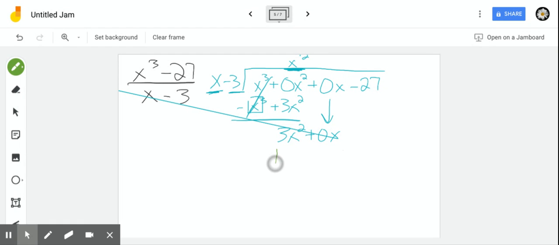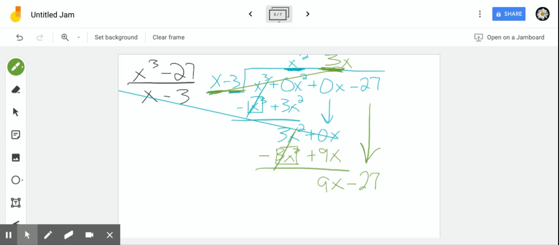Okay, our next goal is to get a 3x squared. So what times x gives you a 3x squared? That's going to be a 3x. So 3x times x is 3x squared. 3x times negative 3 is negative 9x. Draw the line, change the signs. Get 9x. And we'll drop the 27.